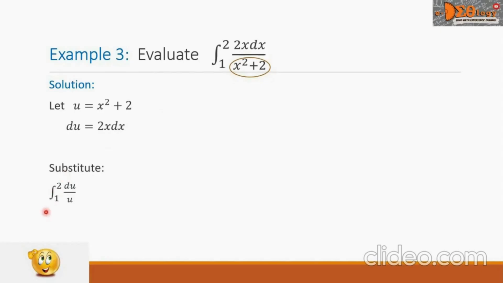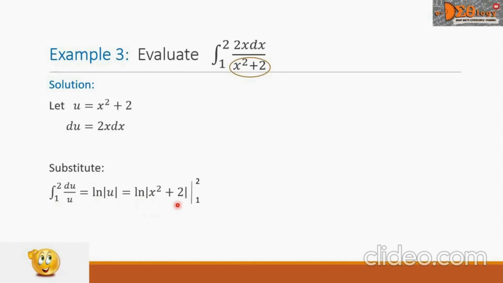Let us now substitute these values into the integral. So we have now the integral from 1 to 2. Our denominator, x squared plus 2, is the u, while the numerator 2x dx is du. The integral of du over u is simply the natural log of the absolute value of u. Let us return the value of u, which is x squared plus 2. So we have the natural log of the absolute value of the quantity x squared plus 2.